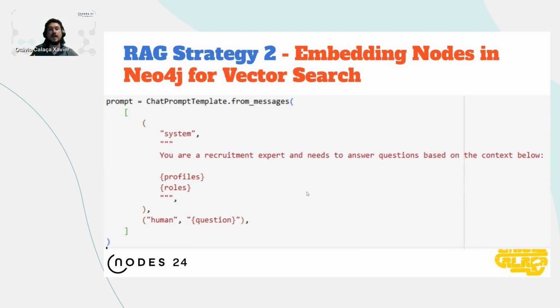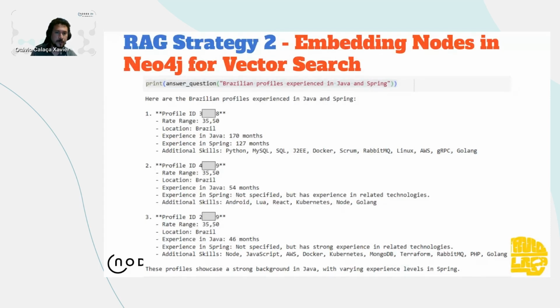So instead of requesting the LLM to provide Cypher queries, now I am asking it to act as a recruitment expert. And I will provide the most similar profiles and roles to the question the user is performing. So every time I will put some profiles and roles here. But the LLM will be smart enough to filter or to get this context and answer what is being asked.